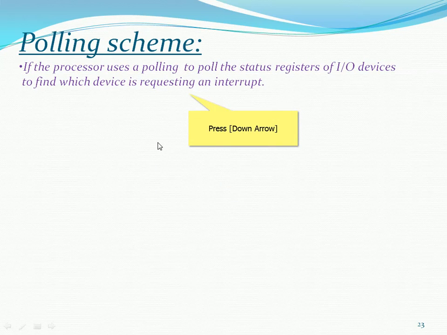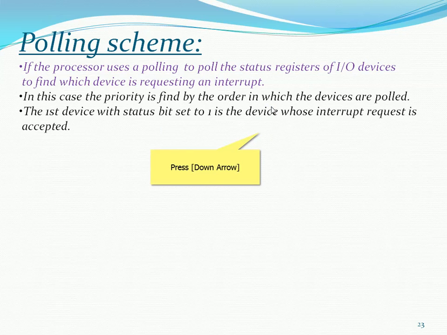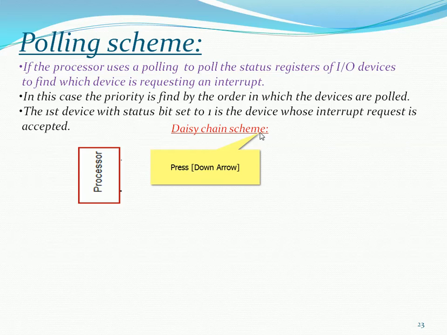That is, the processor uses polling to check the status register, meaning it keeps on checking all the device statuses: whether device 1 is interested, whether device 2 is interested, whether device 3 is interested. Like that, it is a time consuming process, as we discussed in the previous slide, to find which device is requesting an interrupt. In this case, priority is defined by the order in which the devices are polled. The first device with the status bit as 1 is the device whose interrupt request is accepted. And there is a daisy chain concept we are going to discuss.